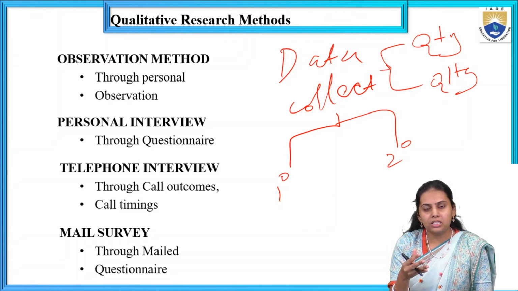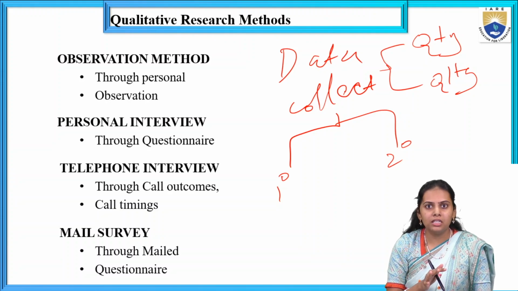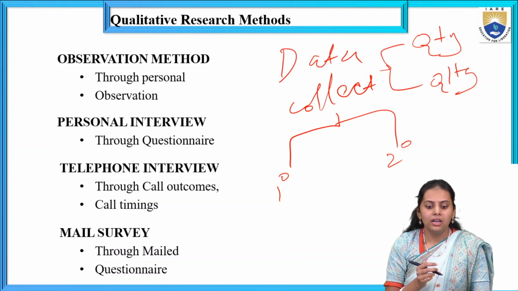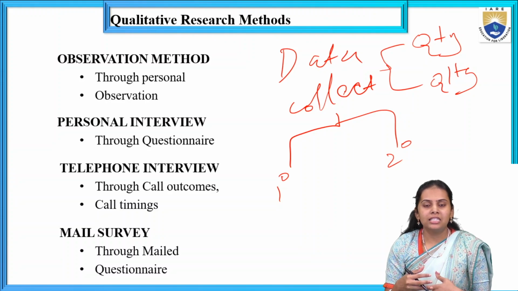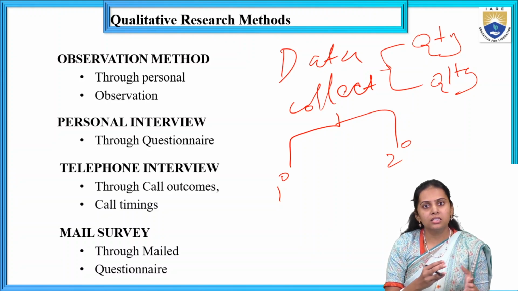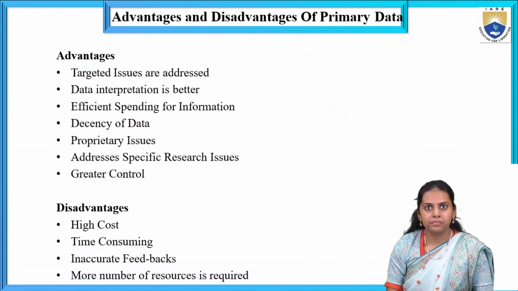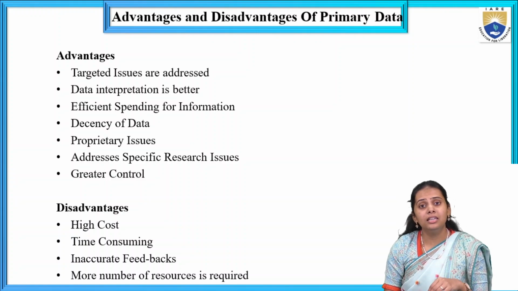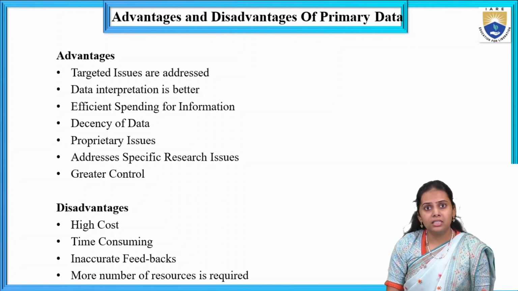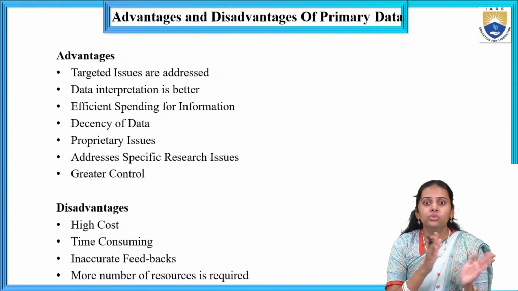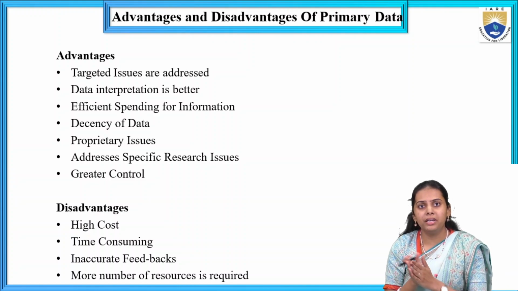The observation method is through personal observation, whereas the personal interview is measured through a questionnaire, whereas the telephonic interview uses telecalls to extract the questionnaires and produce call outcomes based on call timings. And the mail survey is through mail and questionnaire again. Here also they conduct a few surveys. And what was the real purpose of data collection, and how useful is this primary data?